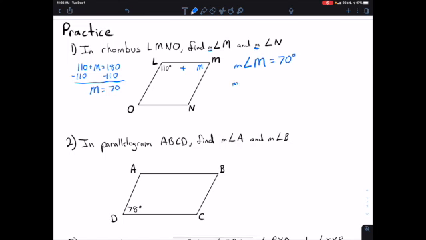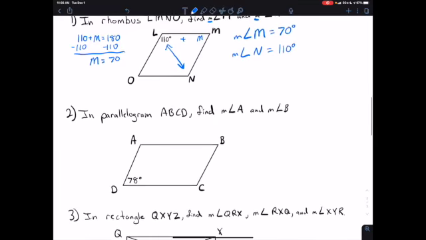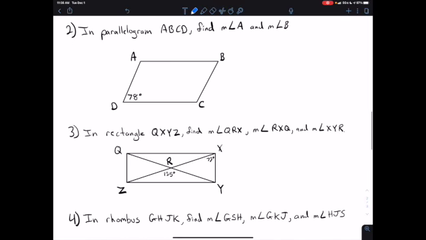The measure of angle N, then, we could do what we just did, but we can also say that opposite angles, like we saw at the very beginning, are the same inside of a parallelogram or a rhombus, either one. So 110 degrees. Okay? All right, so let's look at parallelogram ABCD, and we need to find the measure of angle A and the measure of angle B.